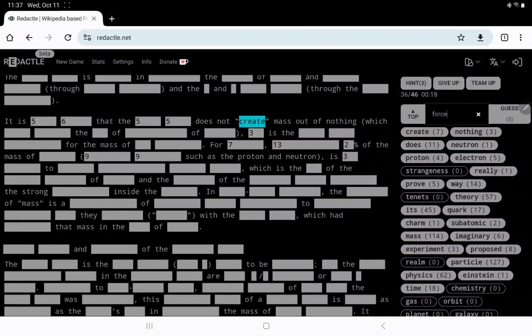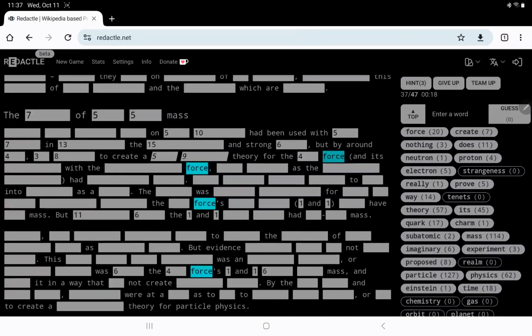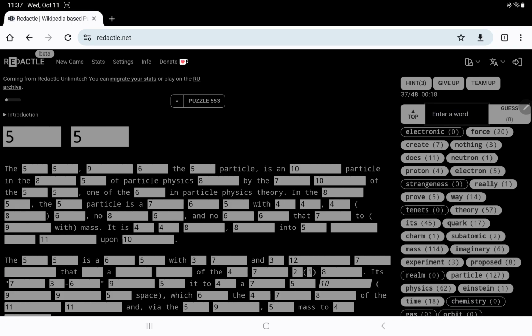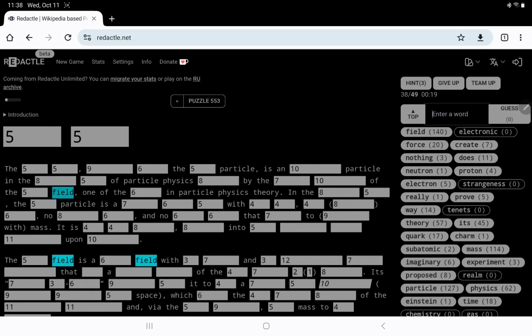Oh, I wonder if it's something force. Like there's the weak force and the strong force. No, I was very hopeful that would be one of the five-letter words. I don't know, but it's the five particle. Oh, I'm sure many of you know what this is and are screaming at me, but I'm just not getting it. I know it's not electronic, but let me put that in. It is 10 letters. Is an something particle in the something field? Now we do have the something field.